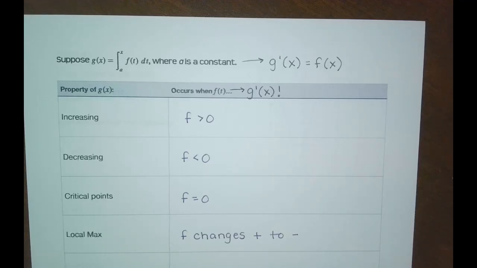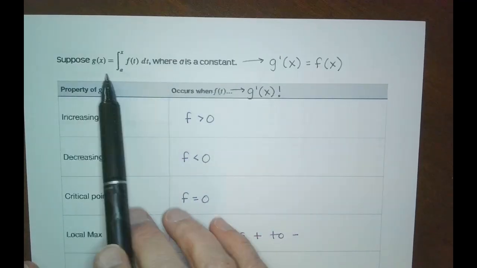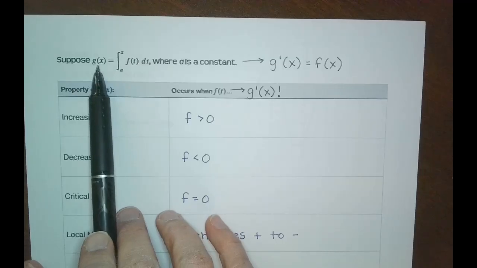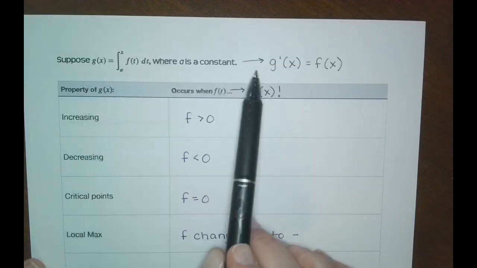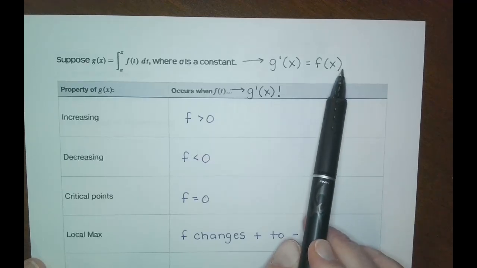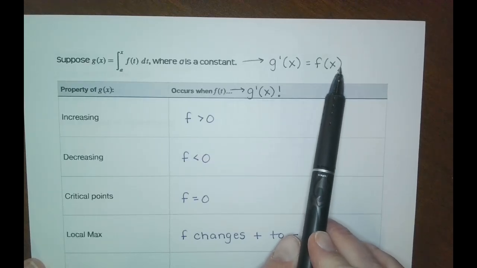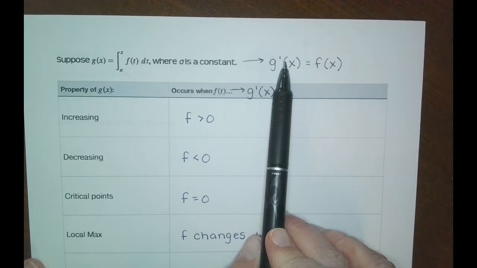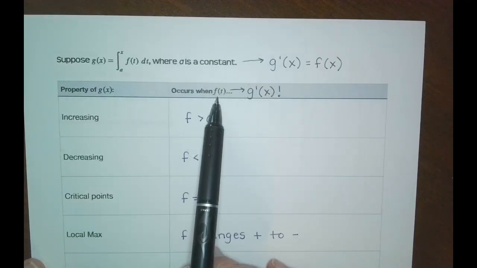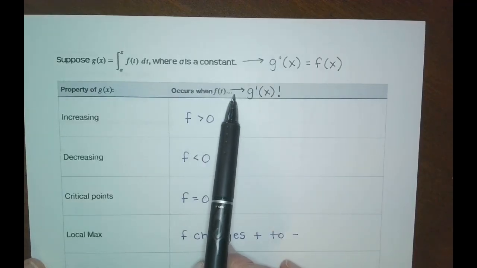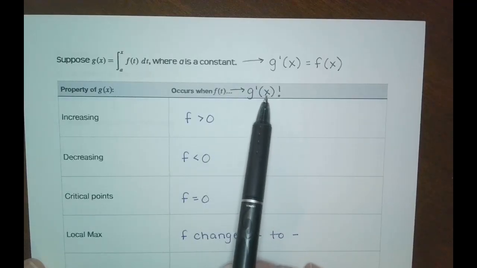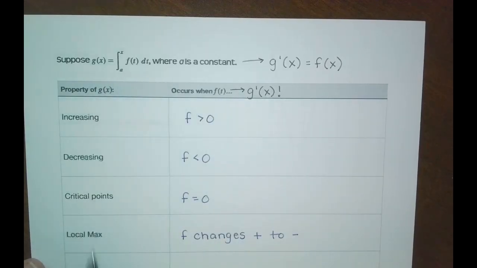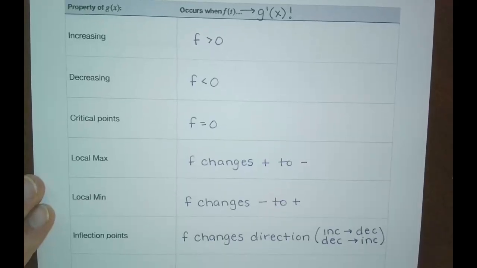I'm actually hopeful that you can figure most of this out on your own. But I do want to point out that if we're talking about g of x that's defined as an integral, what that really means is that the derivative of g is just f. So if you're looking at f, you're really looking at the derivative of g. So all these questions that say occurs when f of t does something, you want to be thinking about, well, what would the derivative of the g function be doing in order to make the g function do all of these things.